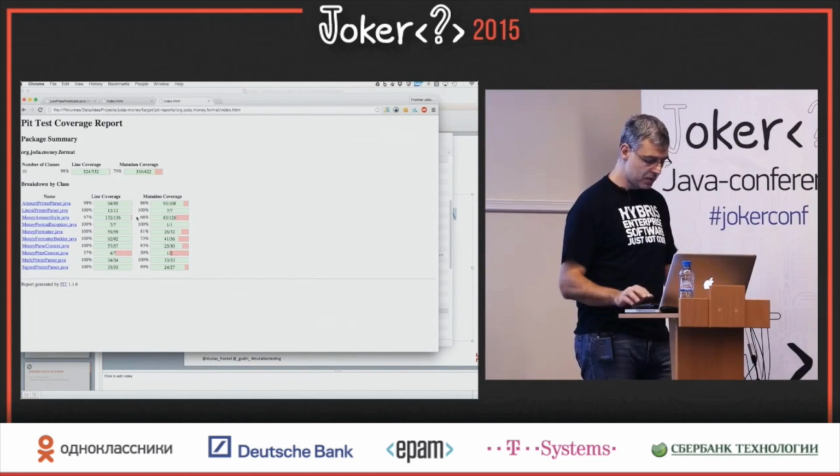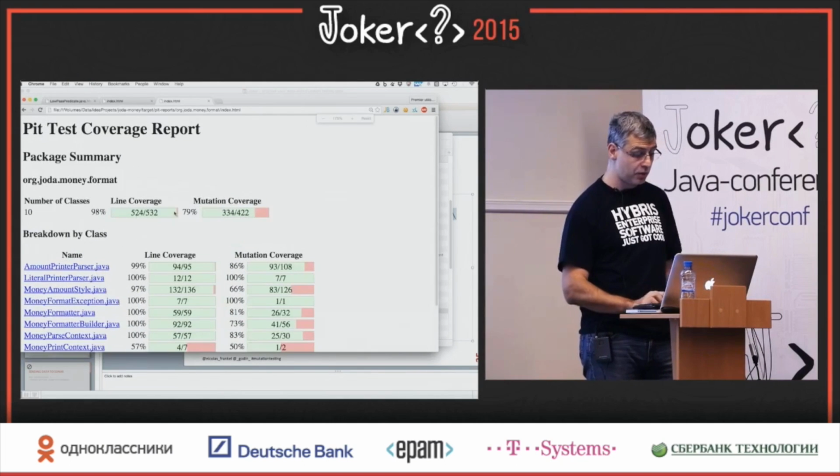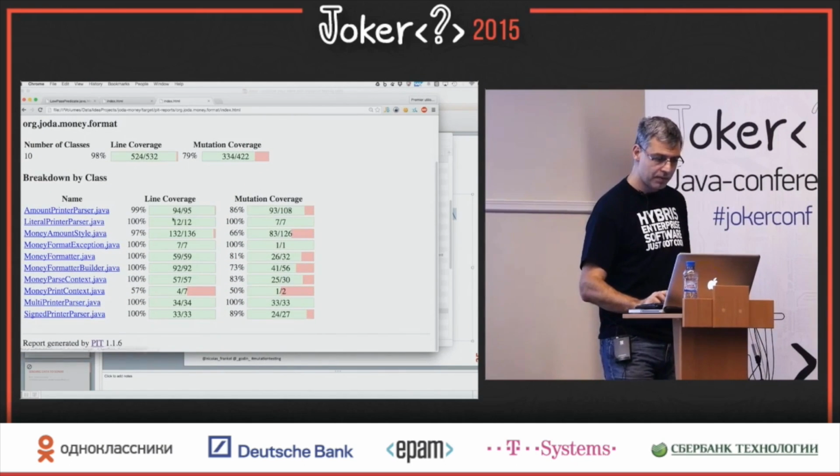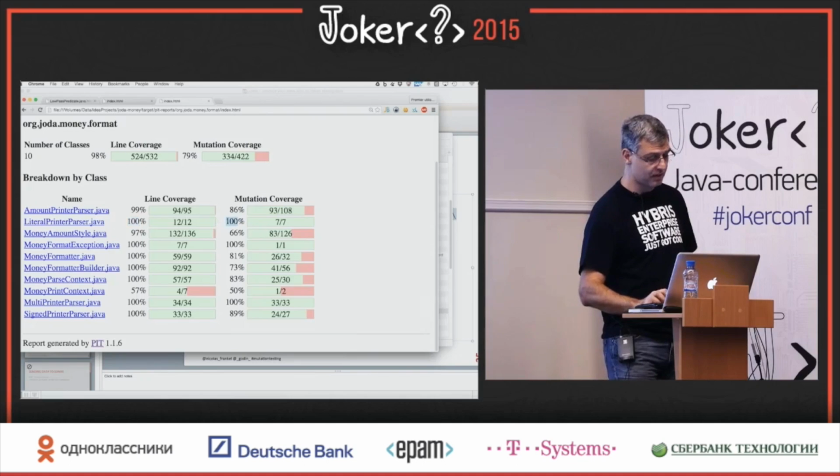So you can look around in your own project and say, oh, here I have 100%, that's quite good. Here I have 100%. Oh, I have 83%. Huh. And here probably lies a bug. And we can check.